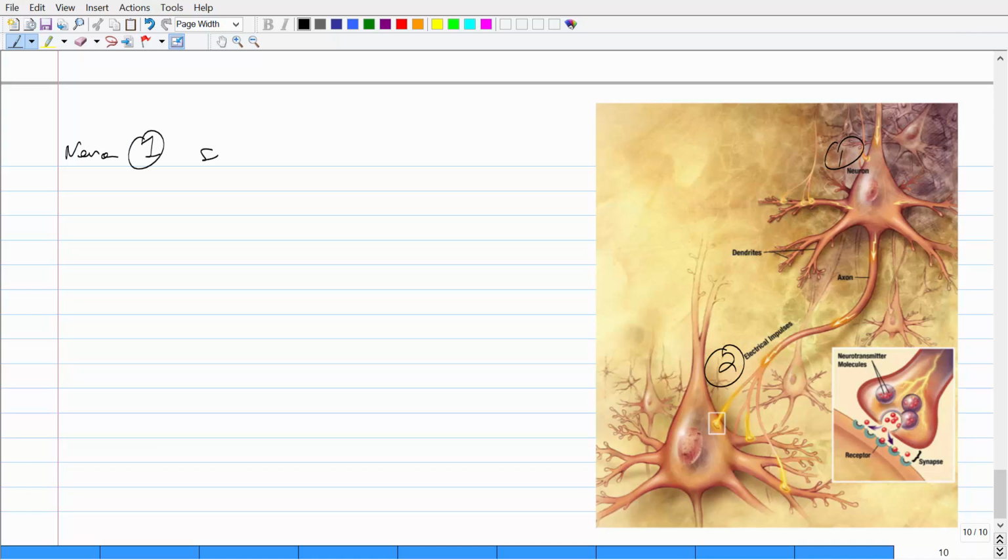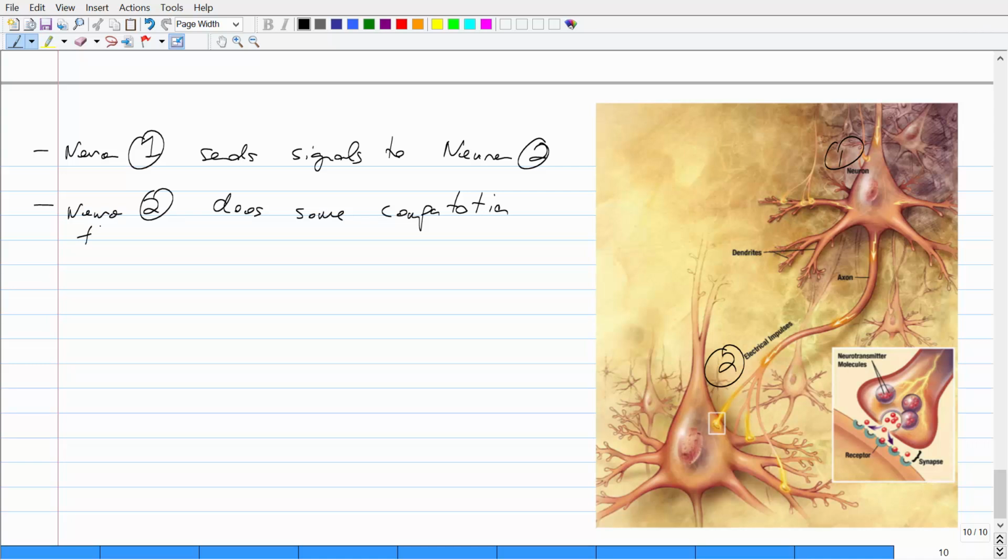Okay, so neuron 1 sends signals to neuron 2. Again, this is not a biology class. I just wanted to give you some idea of what's actually going on and how neural networks were inspired by these very simple computational models. Neuron 2 does some computation, and then decides where to forward the output.